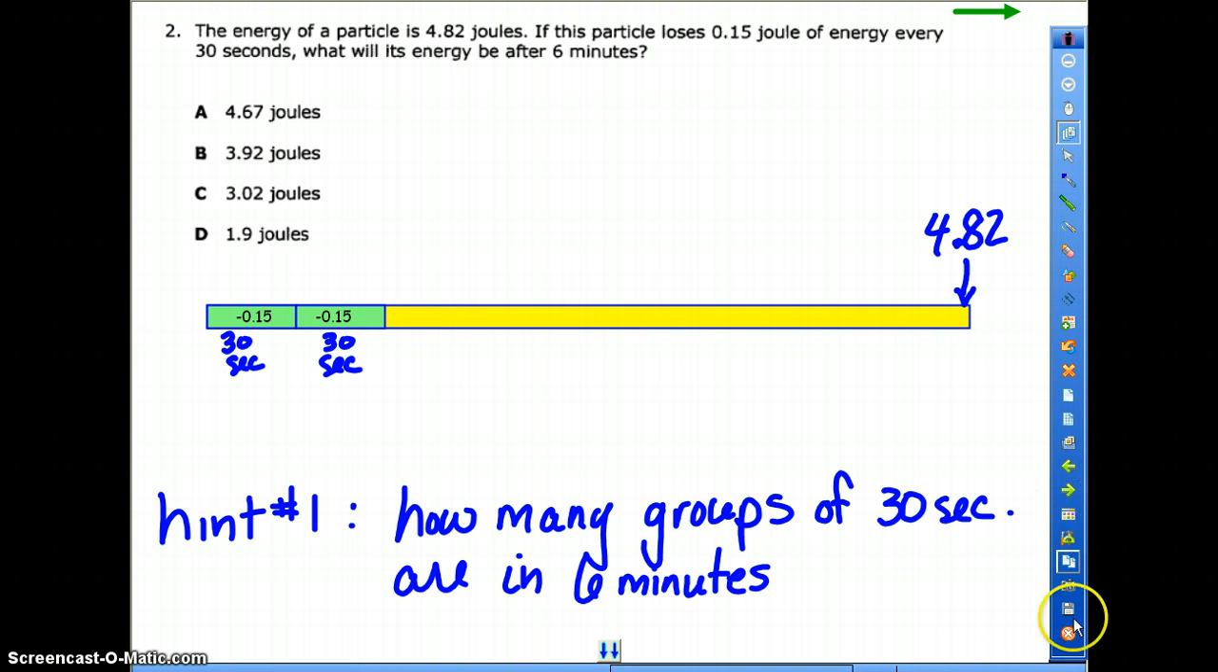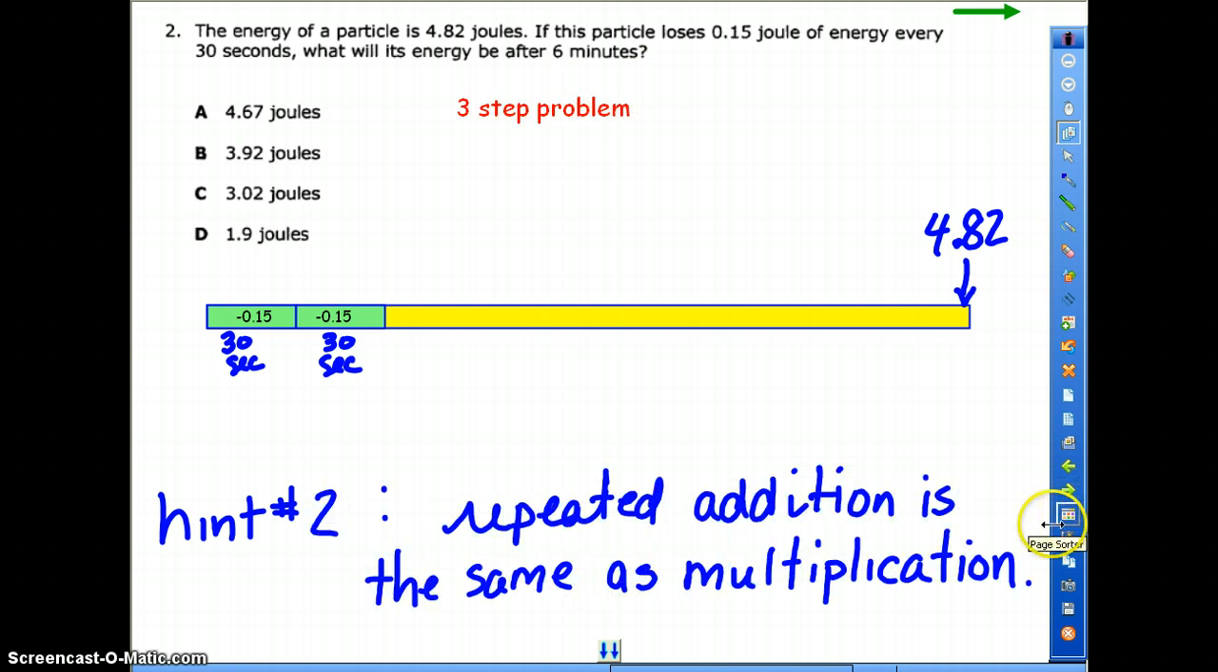Yeah, hint number 1. How many groups of 30 seconds are in 6 minutes? That would be your first step. And then, isn't repeated addition the same as multiplication? Yeah, when you figure out what the total energy loss is, then subtract that number from the energy in the particle, the 4.82. This is a 3-step problem. Your answer, your units are going to be in joules.